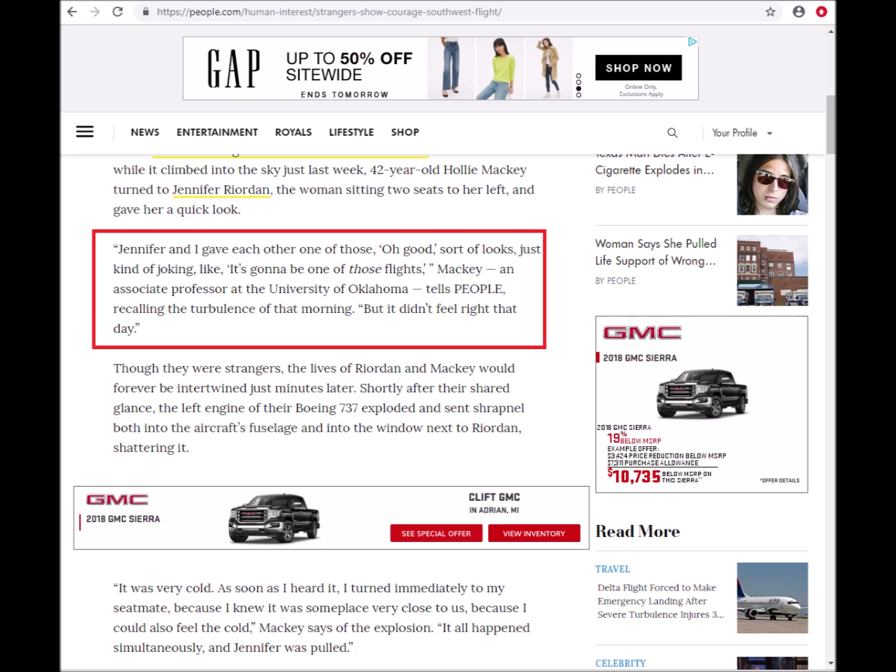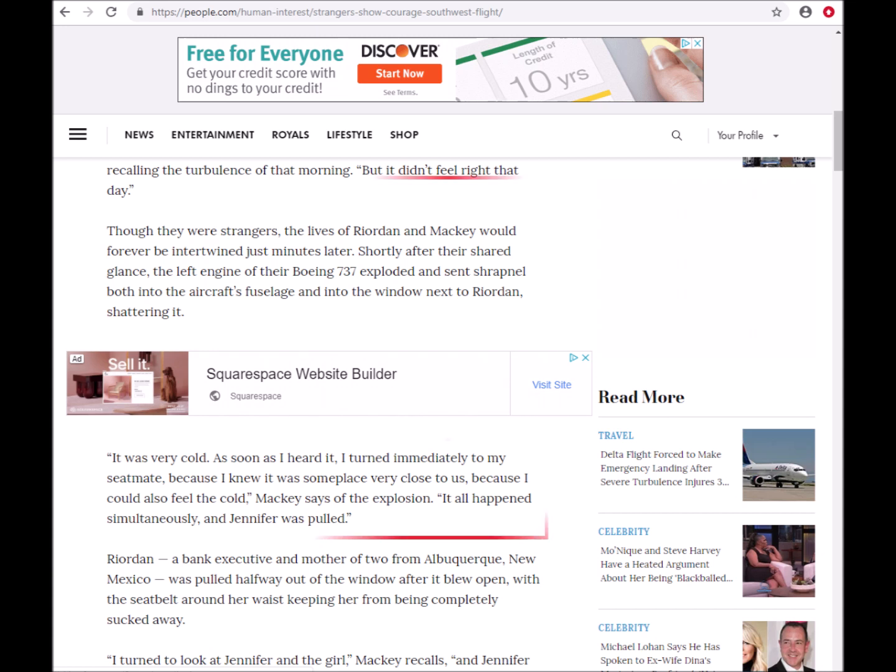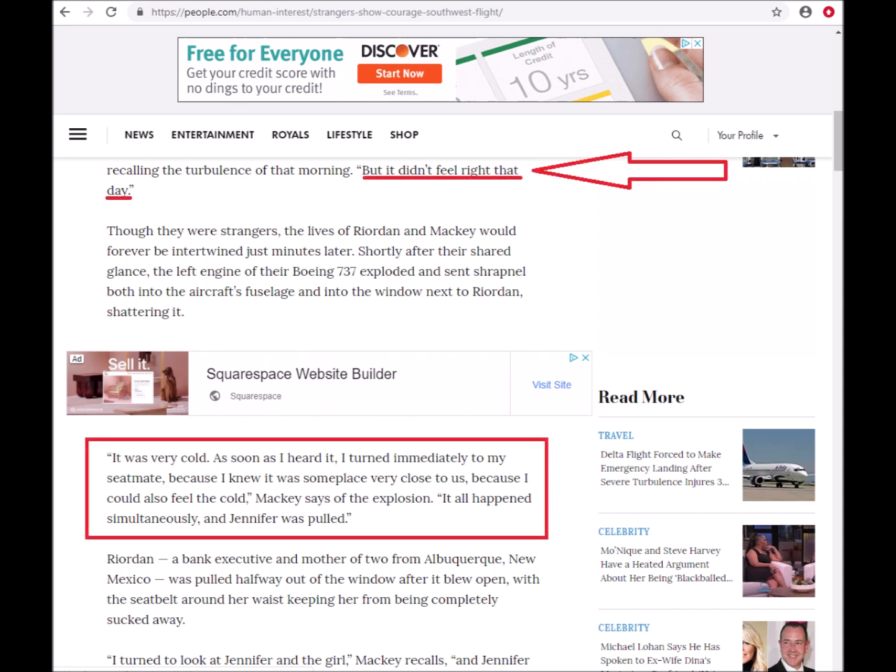Because then if we scroll down slightly, we see this statement from the same person. "It was very cold. As soon as I heard it, I turned immediately to my seatmate because I knew it was someplace very close to us, because I could feel the cold." Mackay says of the explosion, "It all happened simultaneously and Jennifer was pulled out."